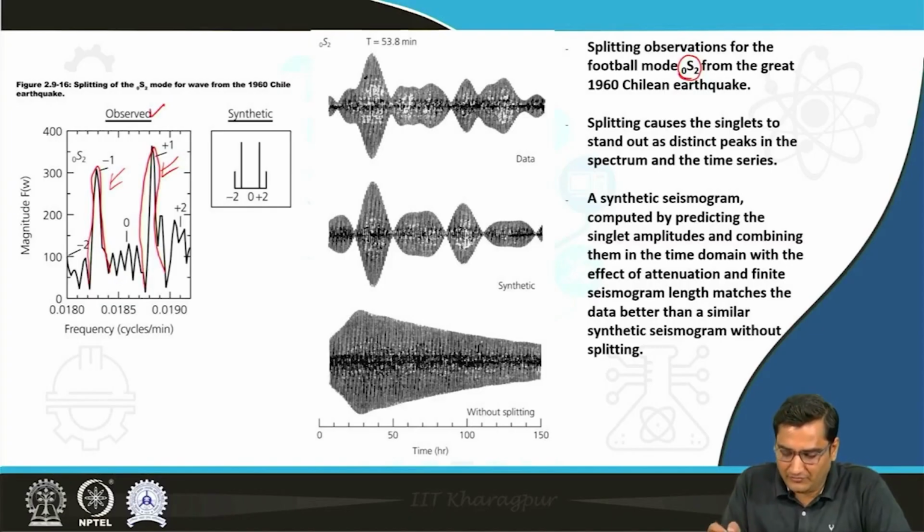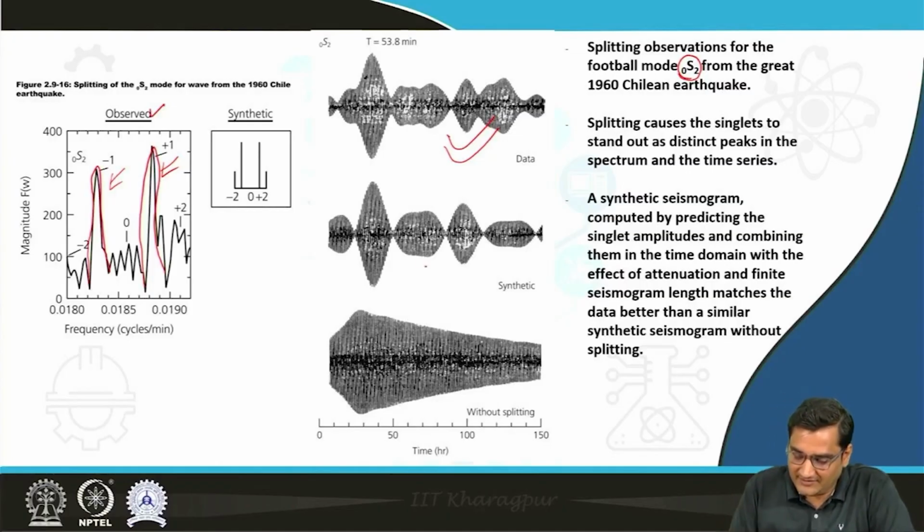So if you want to compute a synthetic seismogram by predicting the singlet amplitudes and combining them in the time domain with the effect of attenuation and finite seismogram length, then what you can see is that this is your observed data here, which came out from the Chilean earthquake, real earth data, and this is the synthetic data that we computed when we considered the case of splitting. Also we considered the case of attenuation.